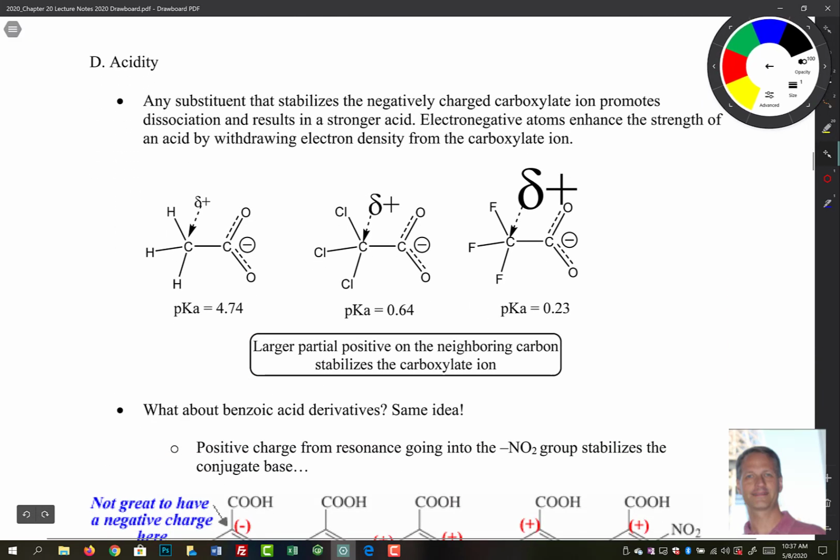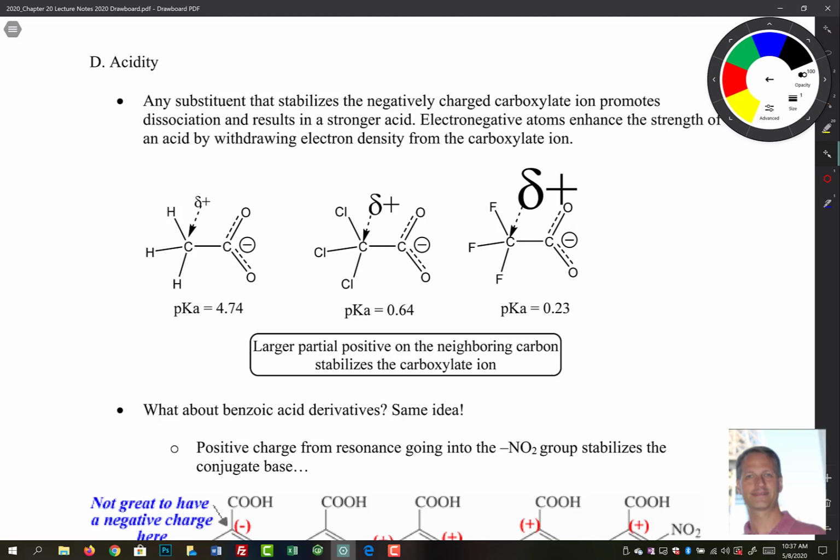Now, the acidity of carboxylic acids is dependent on what type of substituents we have. So remember this, that an acid is more acidic if its conjugate base is more stable. So the more stable the conjugate base, the more apt it is to lose that H atom, right? So HA going to form H plus and A minus. If this is very stable, then we're more likely to just have the loss of an H atom, right? If it's really unstable here, then it would want to hang on to the hydrogen. It would be less acidic.